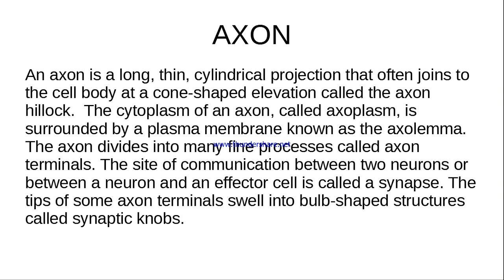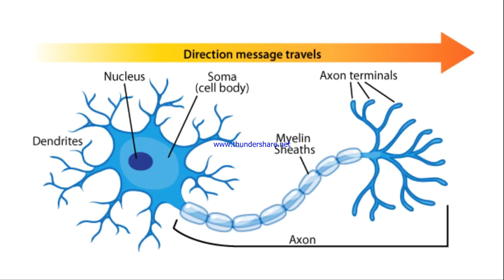The site of communication between two neurons or between a neuron and an effector cell is called a synapse. The tip of some axon terminals swell into bulb-shaped structures called synaptic knobs. As you can see over here, the ends of the axons are known as axon terminals, and these axon terminals have a bulb-like structure which is known as synaptic knobs.